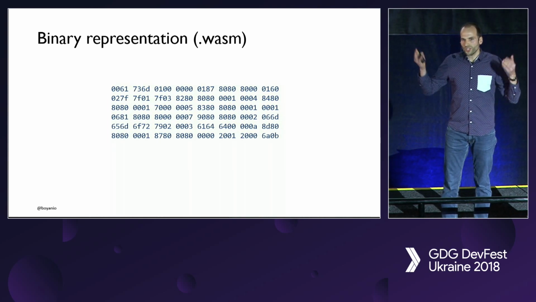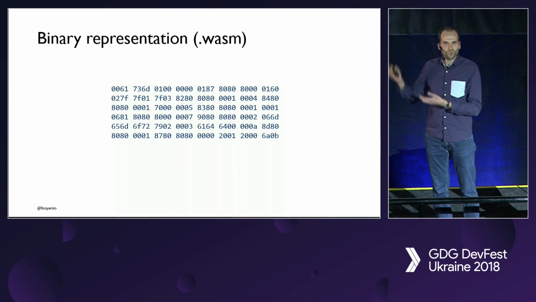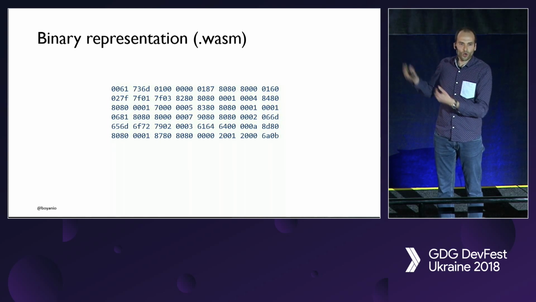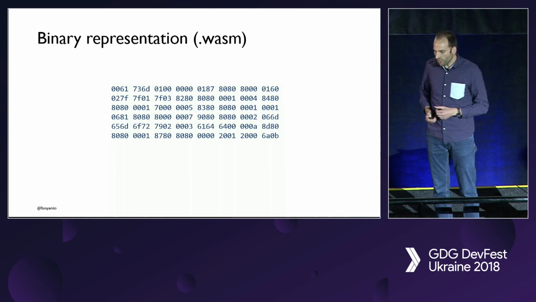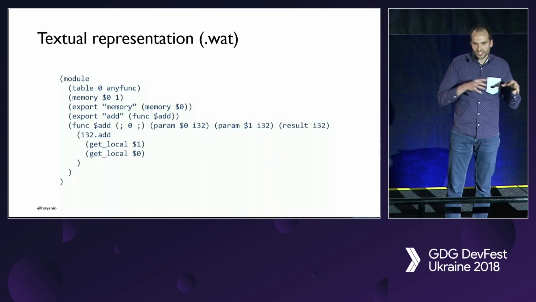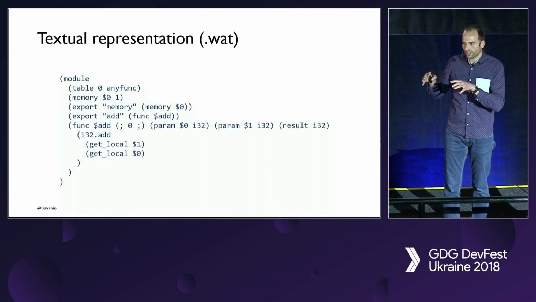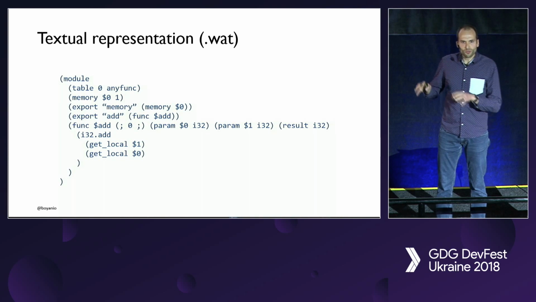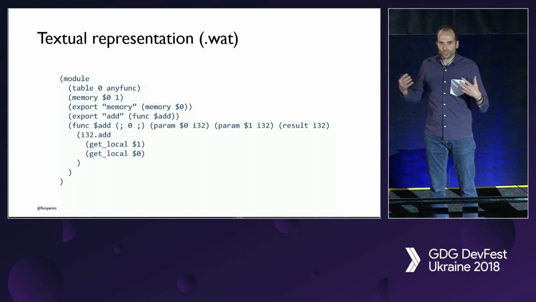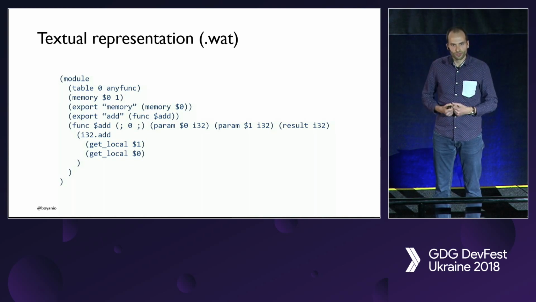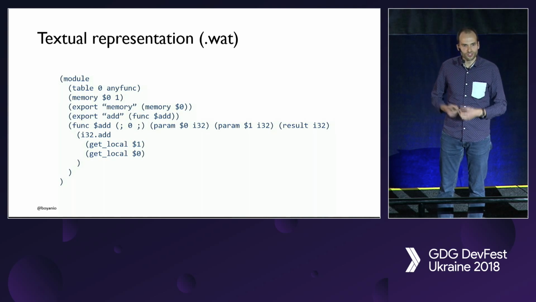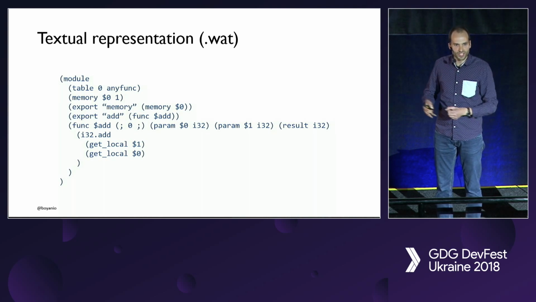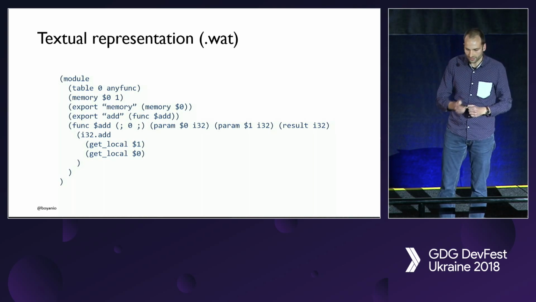But we are human, we are developers, and we can't really work with that, although we love numbers. So fortunately, there is also a textual representation of exactly the same program. The textual representation is mainly for us developers. When we open the browser and, let's say, view source, we'll be able to see this textual representation. But browsers will only work with the binary representation because it is the most optimal one.